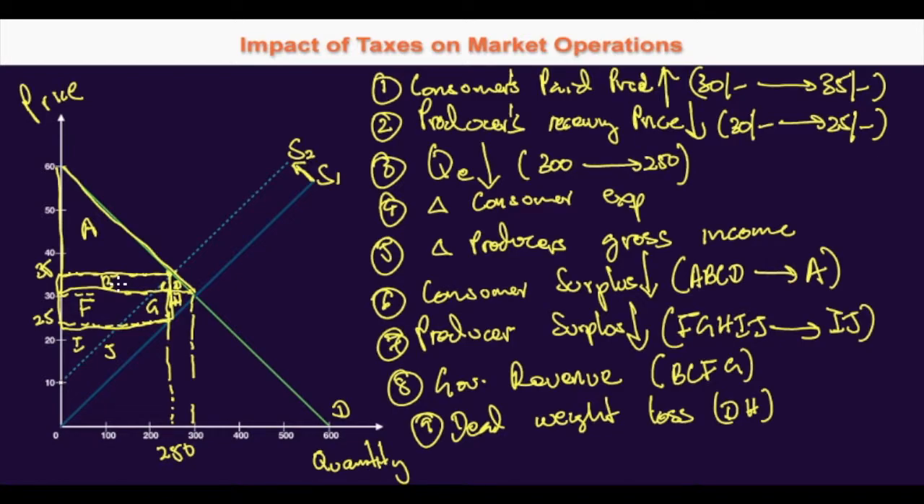But can we calculate these amounts is the next question. So we will discuss and try to calculate the exact amount that is being decreased as consumer surplus and as producer surplus, and what the government revenue and the deadweight loss are.